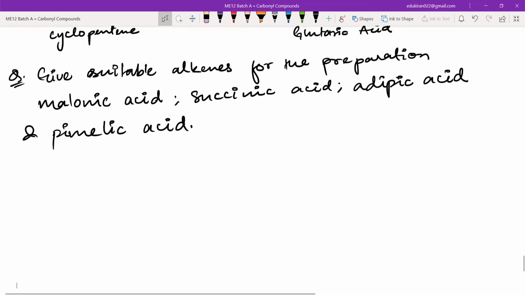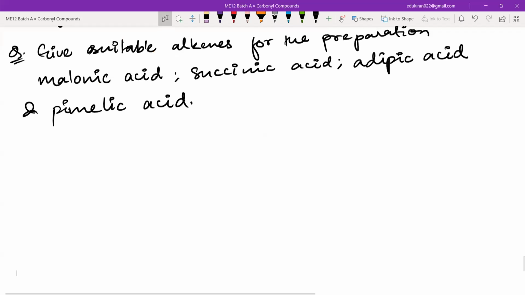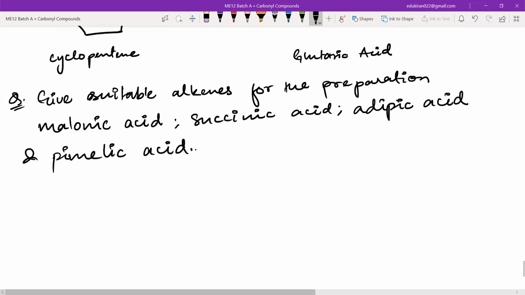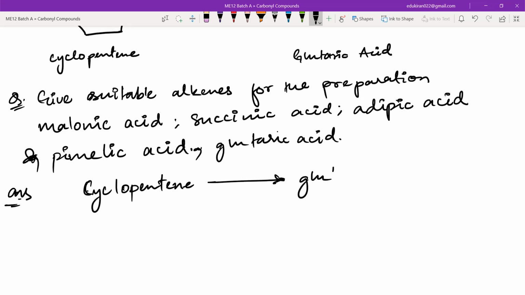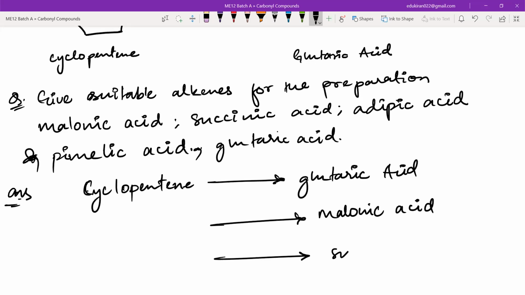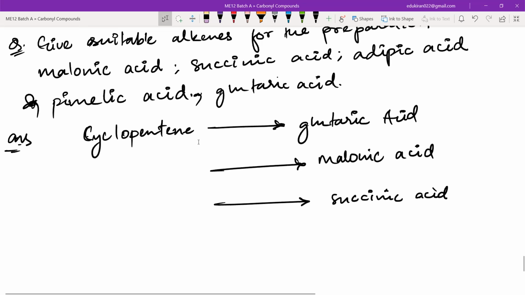You understood the question, all of you? If I write glutaric acid in the answers, if I have cyclopentene, it is going to give me glutaric acid. Similarly, you have to tell me what kind of alkene I need to get malonic acid, and similarly succinic acid. Please write this question. Let me know if you're done. You can send the answers in chat also.